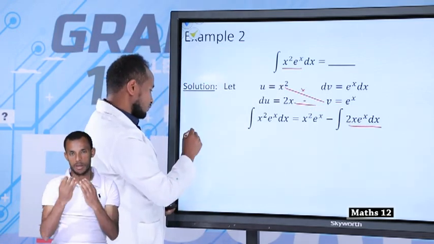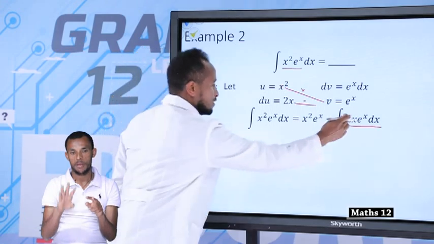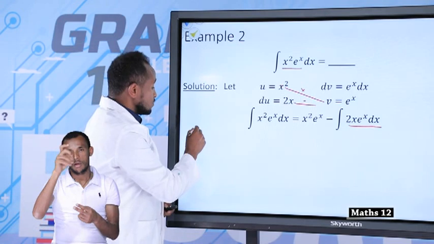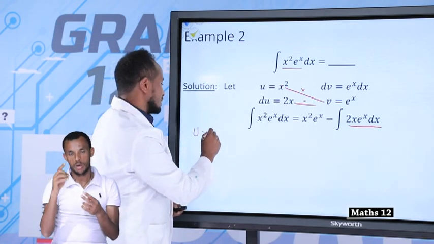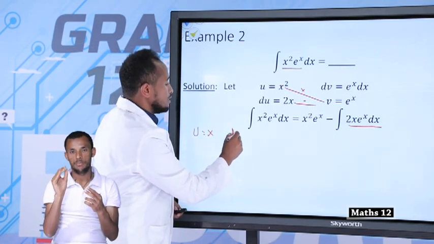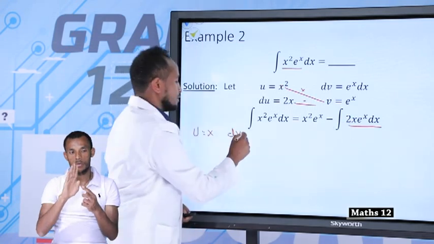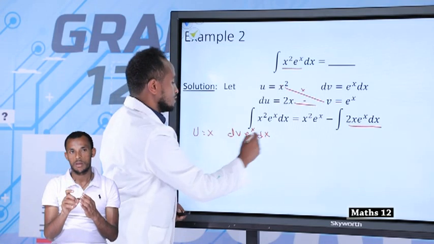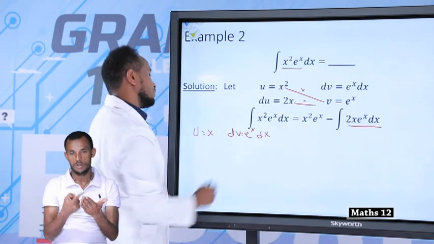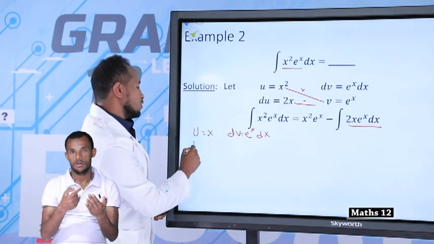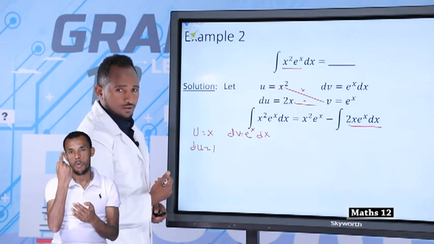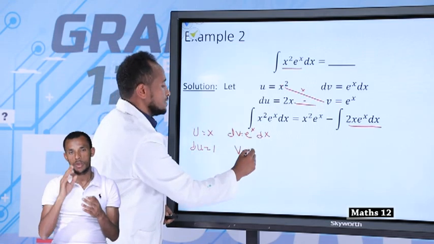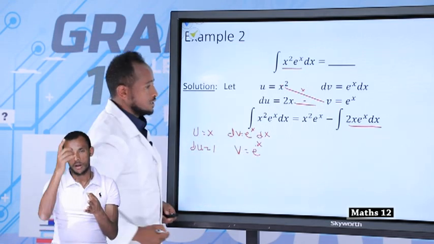So assume, by factoring 2 outside, simply integrate x times e raised to x. Assume u to be x and dv to be the other part, e raised to x dx. From this, du will be 1, the derivative of x. From this, v will be the integral, the antiderivative of the expression, which is e raised to x.